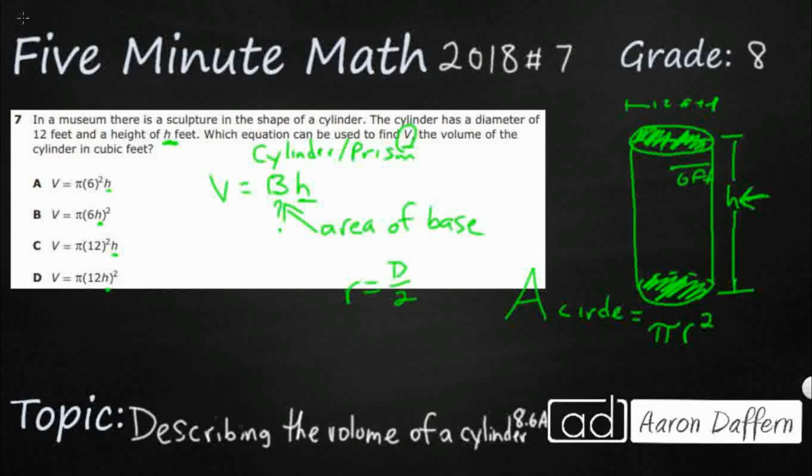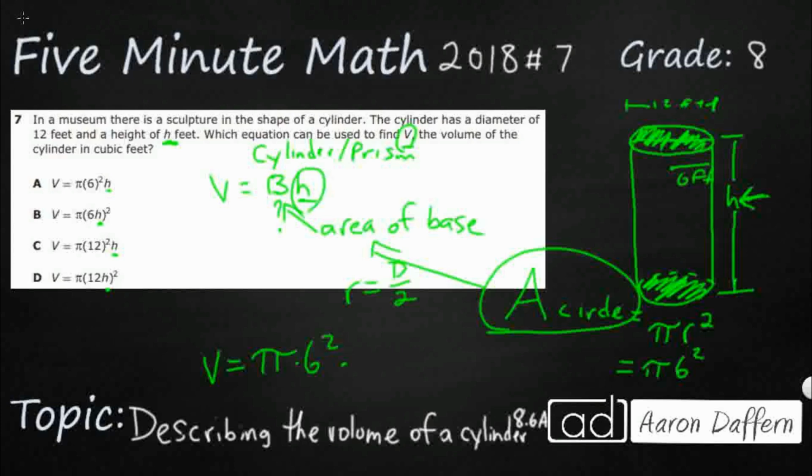So area equals pi times 6 squared. That's my area. Remember, my area is the base, so putting it all together, now we've got that base, which is pi times 6 squared. And then we bring this height back in, times height. So my answer here is A.